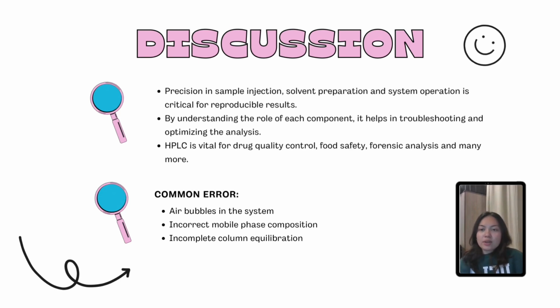This experiment showed us how HPLC systems operate and why each part is critical to getting clear and accurate results. Proper preparation of solvents and careful attention to system pressure and flow are key. We also saw how HPLC is used in real-world applications like pharmaceutical testing and quality control. Through this experiment, we gained practical skills in handling analytical instruments and interpreting chromatographic data.